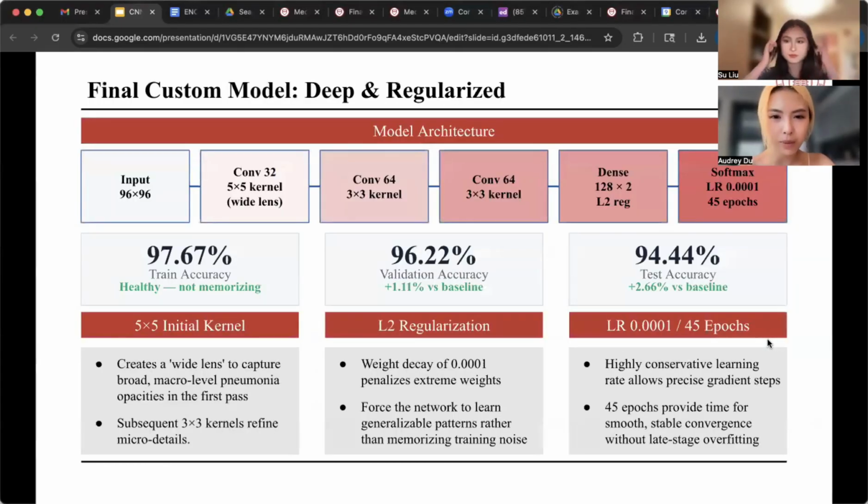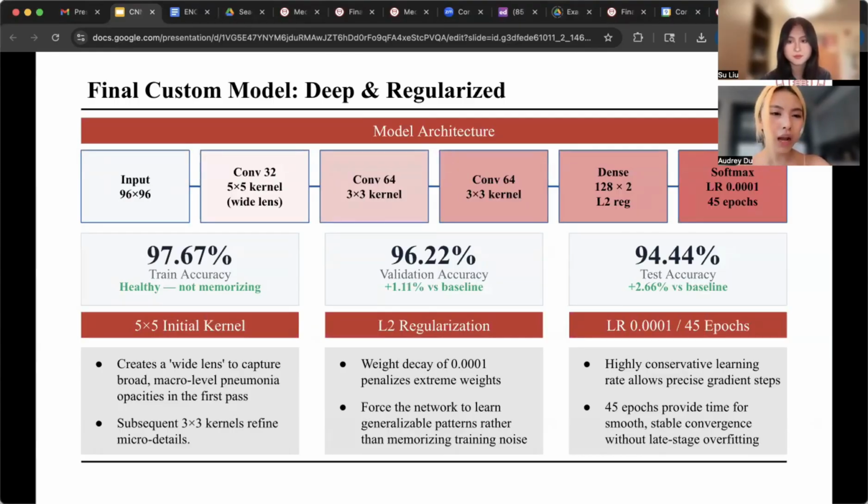So our best model makes three really important changes. First, we deepen the network to three convolutional blocks with 32, 64, and 64 filters. Second, we use a 5 by 5 kernel on the first layer, which creates a wide lens that captures broad opacities in its first pass, while the 3 by 3 kernels that follow refine the fine details. Third, we add regularization and reduce the learning rate to 0.001, training for 45 epochs.